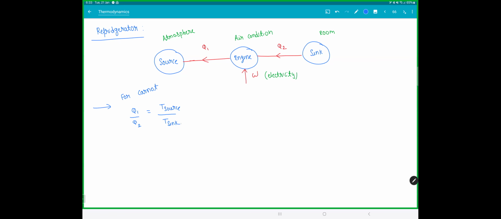So let me ask you this. Let's say I have AC1, which takes 1 joule of electricity and removes 5 joules of heat from the room. I have AC2, which takes 1 joule of electricity and removes 3 joules of heat from the room. Which is a better AC? The first one, right? It takes less electricity, 1 joule, but removes more heat. So a better metric would be something called coefficient of performance.